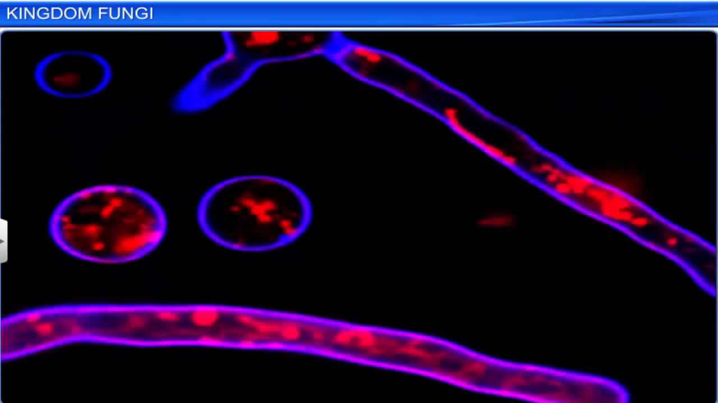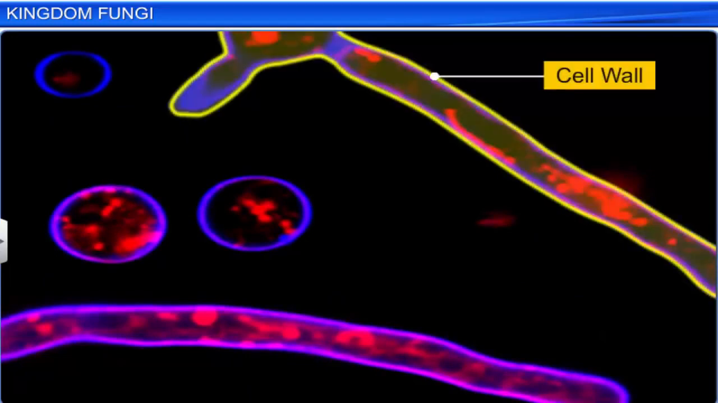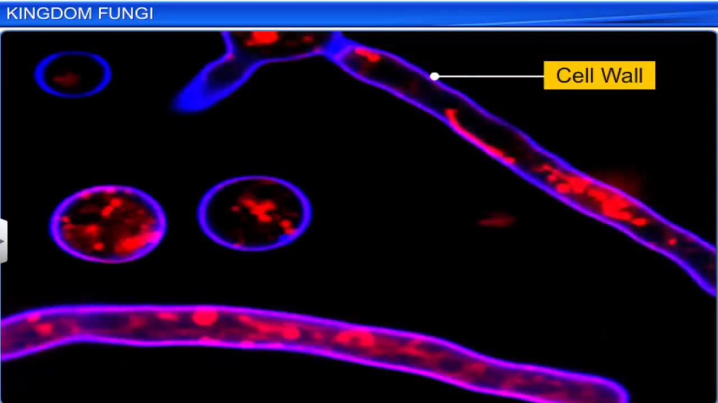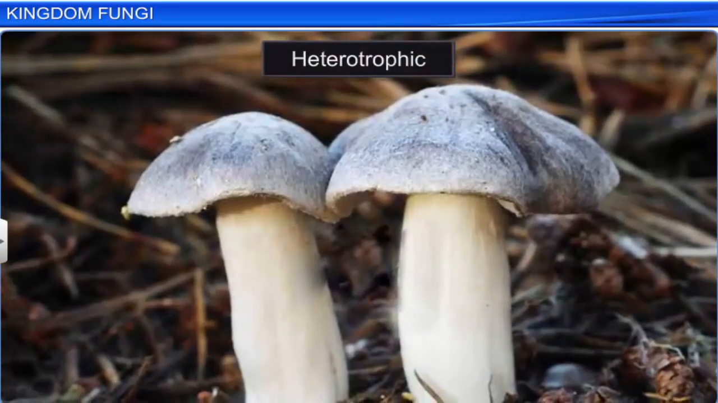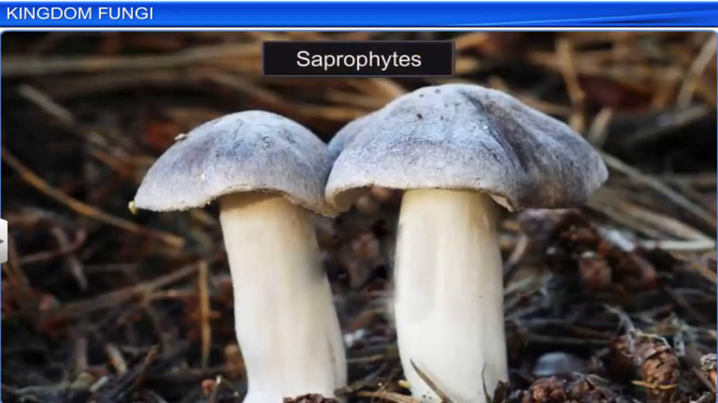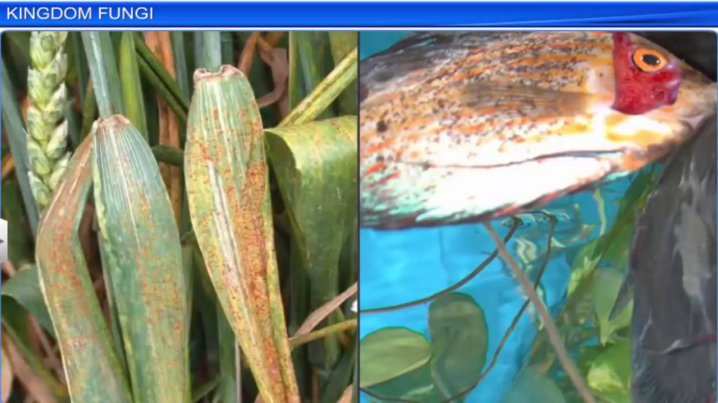Apart from hyphae, fungi are distinguished by their cell walls, which are made of chitin and polysaccharides. Fungi are heterotrophic. Fungi that absorb organic matter from dead substrates are called saprophytes. Fungi which depend on living plants and animals are called parasites.